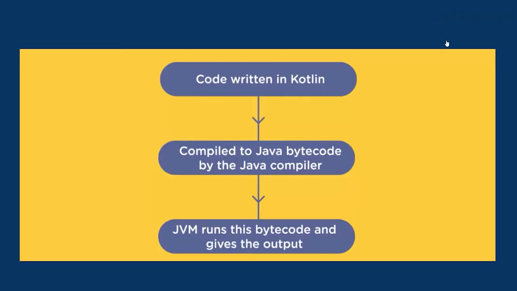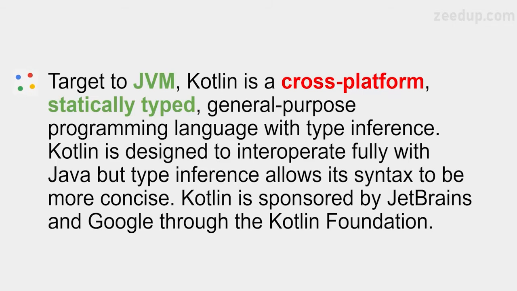This is the flow chart which we have seen in our previous video, and which sums up whatever I explained. That is, the code written in Kotlin is compiled to Java bytecode by the Java compiler, and the JVM runs this bytecode and gives the output. In the previous video, we went through this definition in which we learned about the JVM and also talked about the term statically typed.